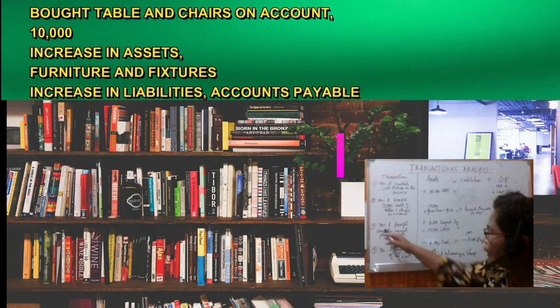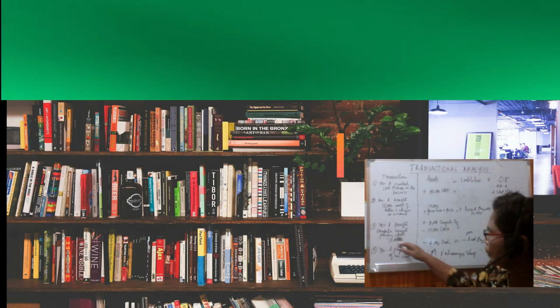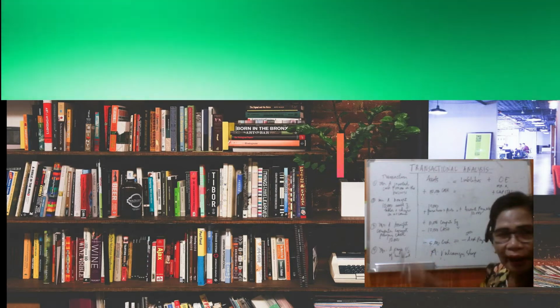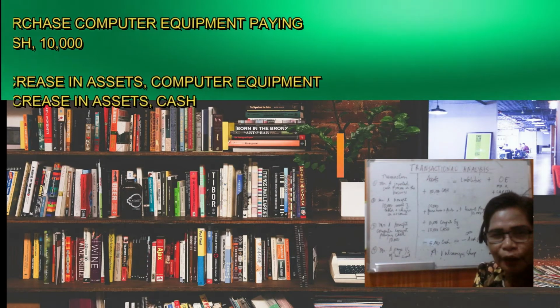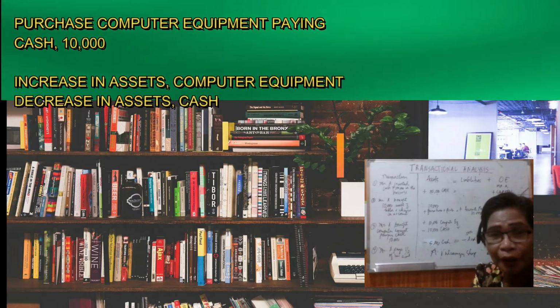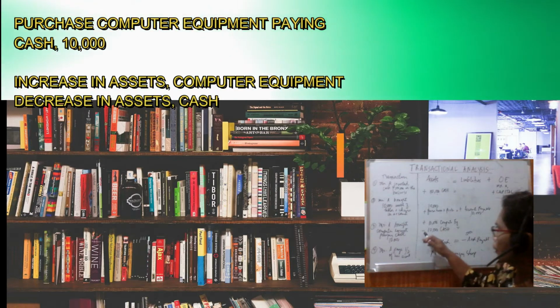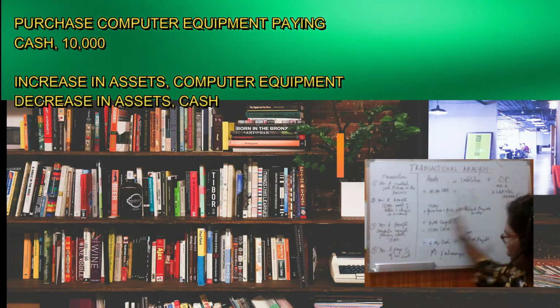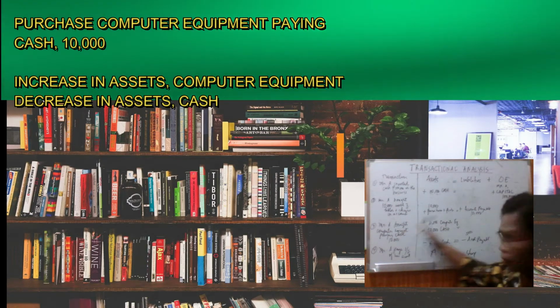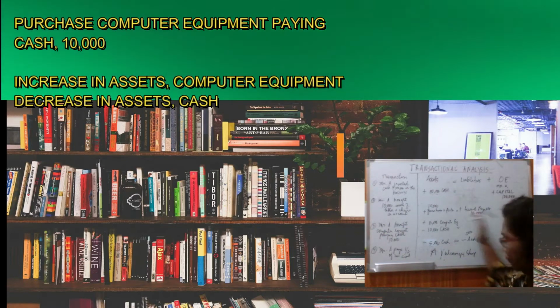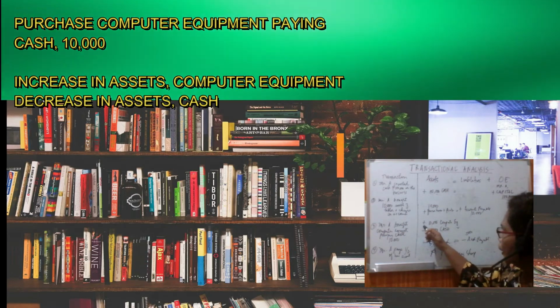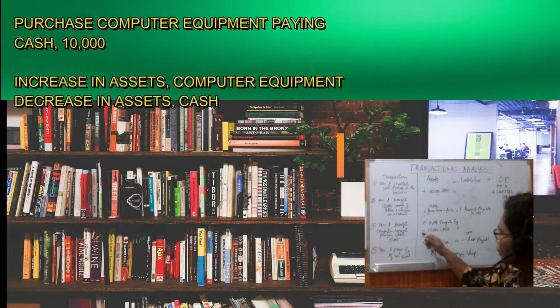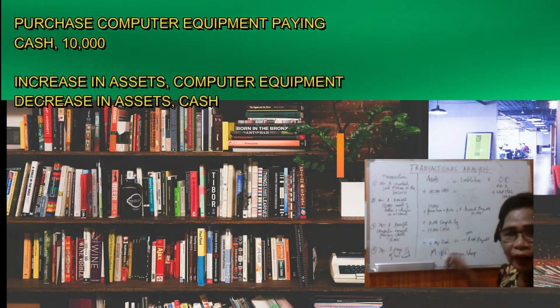Okay, number three, Mr. A bought computer equipment paying cash. So this time, he did not apply for an account, but he used the cash of the business to purchase the computer equipment. So the effect of this transaction has no effect on the right side, but only on the left side. You have an increase of 10,000 in computer equipment and a decrease of cash of 10,000.